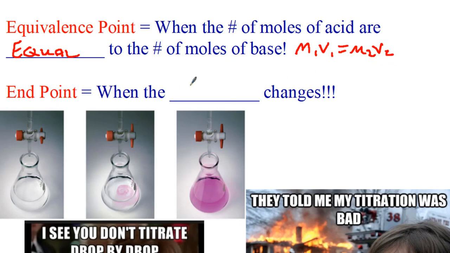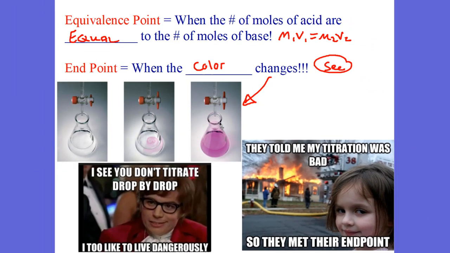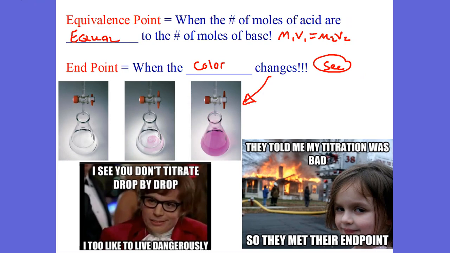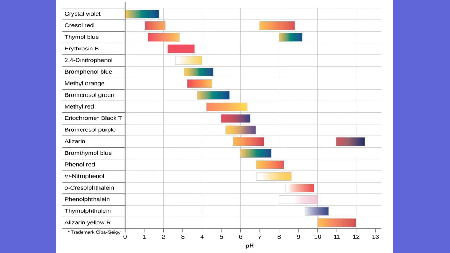But the end point is when the color changes. This is what you can see with your eyes. You can see I have a clear solution here. It starts getting pink, and once it gets totally pink, that is when I hit my end point. Hopefully I want my end point to be very similar to my equivalence point. The end point is more qualitative, when you're seeing something happen. The equivalence point is more quantitative, when you're calculating what's happening. To find the end point, we use a bunch of different indicators. The main indicator we use is our pink one.